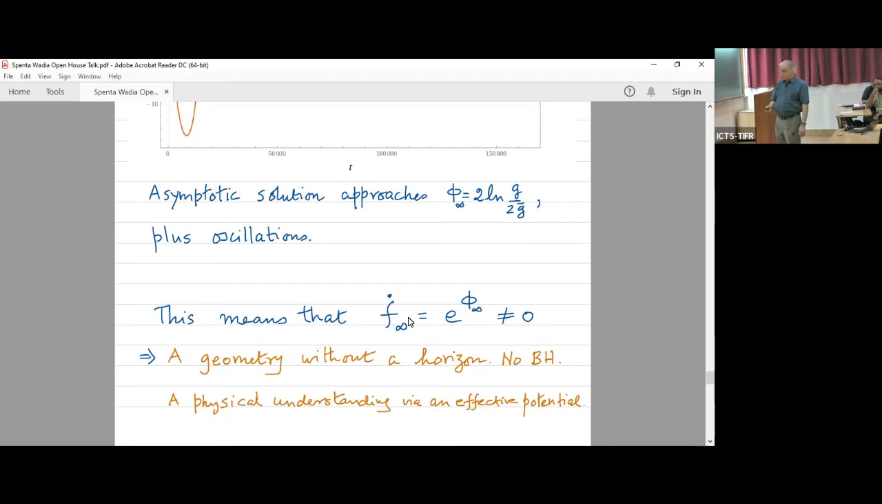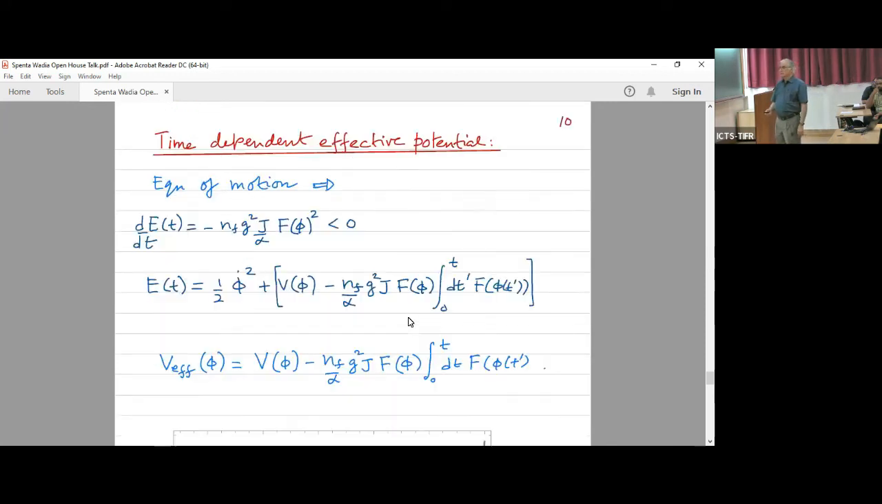And a physical understanding of this effect, this phenomenon, can be understood as follows: you take the equation of motion and you can write down an energy function. If the path coupling is not there, of course, this is conserved. And you can compute its time derivative, and it's strictly negative. You can show that, very easy.